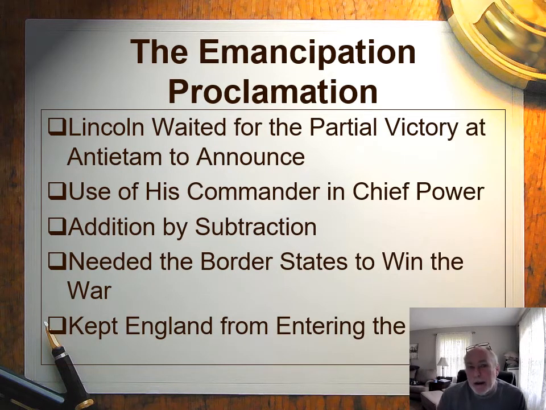Some things about the Emancipation Proclamation. Lincoln waited for a partial victory at Antietam to announce it, to show that his army was strong enough to enforce it. He was able to do the Emancipation Proclamation under a war power that he had as the commander-in-chief of the Union Army. He used it as kind of an addition by subtraction. And what do I mean by that?